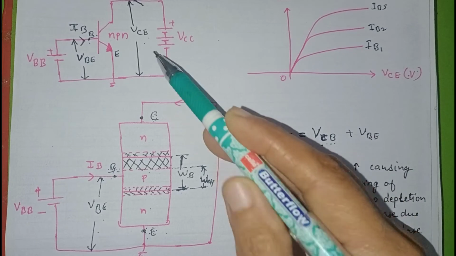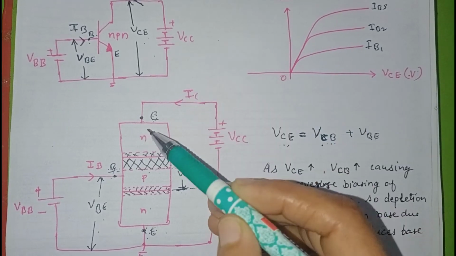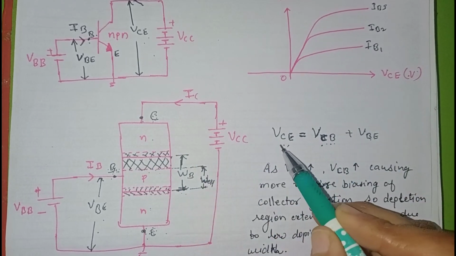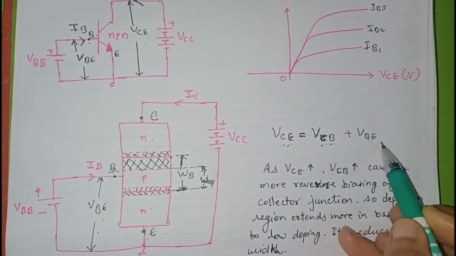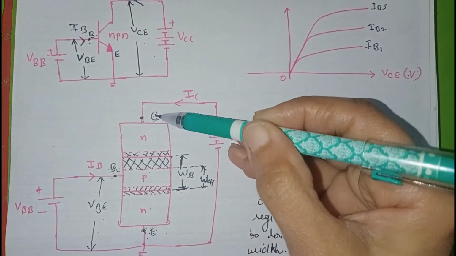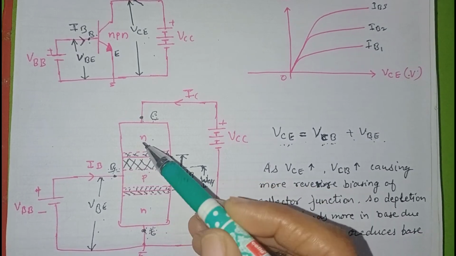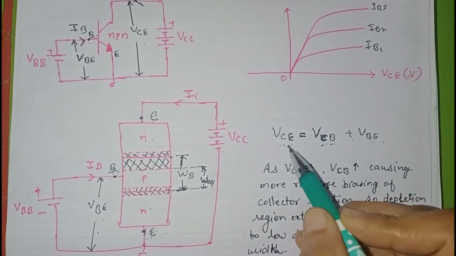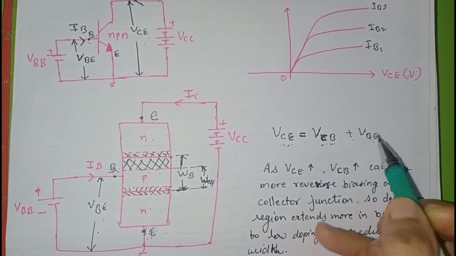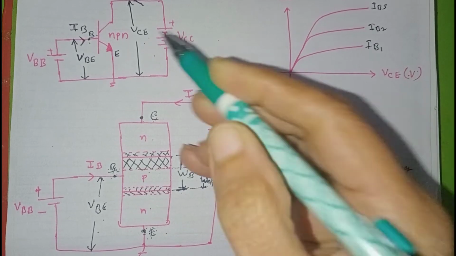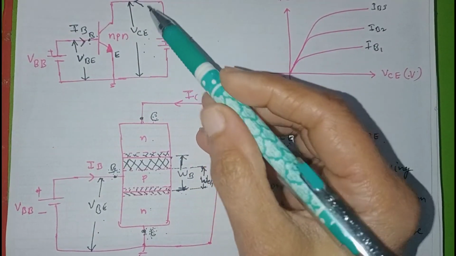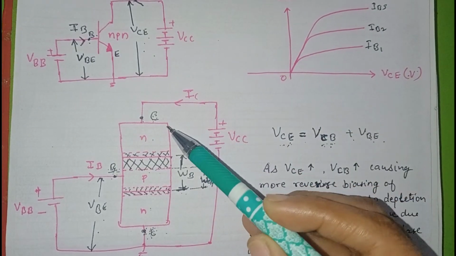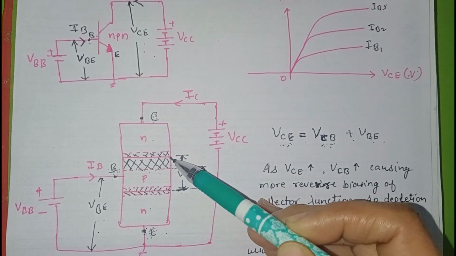When we increase the value of the VCE voltage, the collector-base junction is more reverse biased, because the relation between these voltages is VCE equals VCB plus VBE. That is, the voltage across collector to emitter is the voltage between collector and base plus the voltage between base and emitter. When we increase VCE, VCB is also increased, so there will be more reverse biasing of the collector junction.